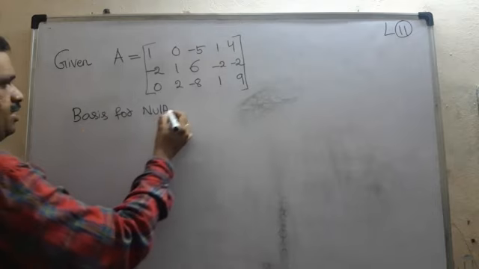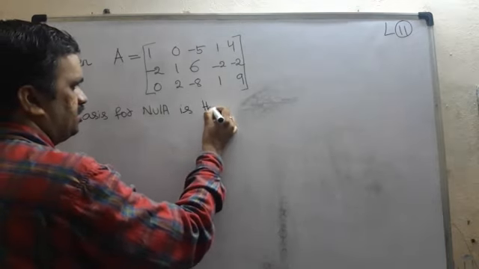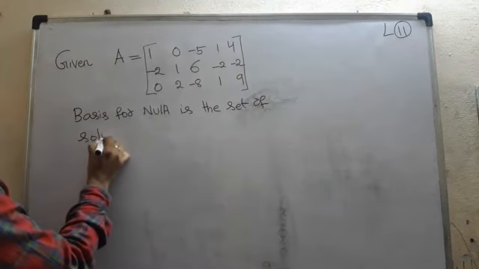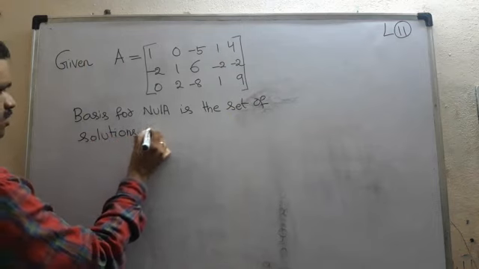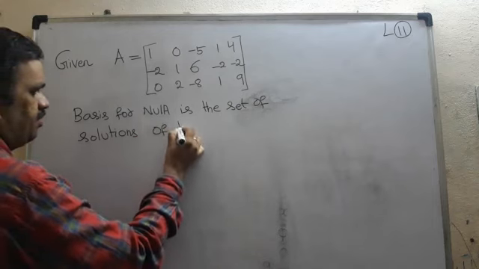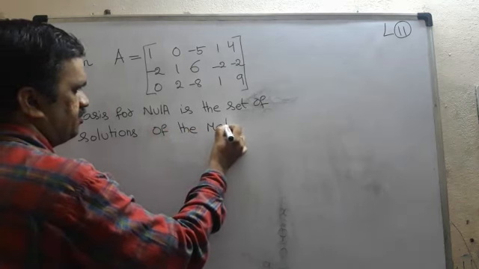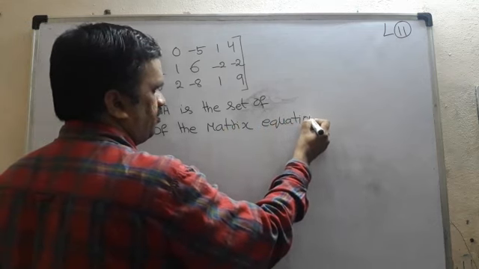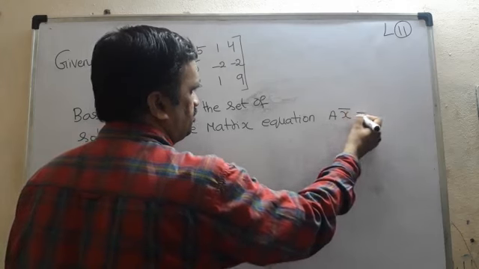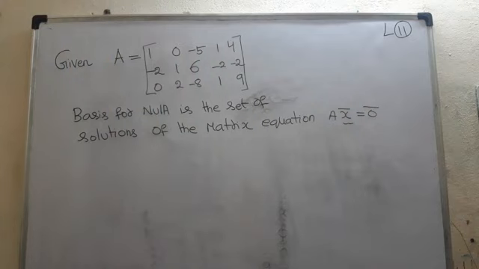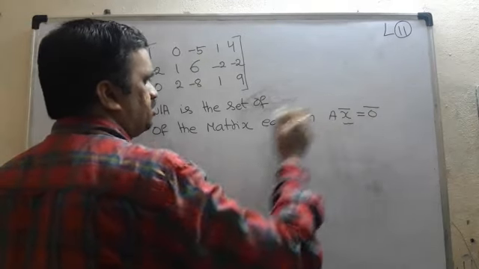Definition: the basis for null A is the set of solutions of the matrix equation Ax bar is equal to 0 bar.